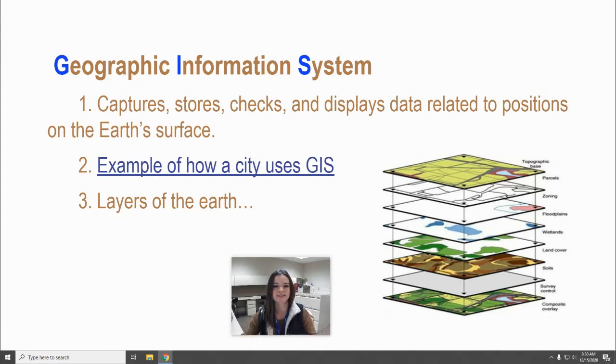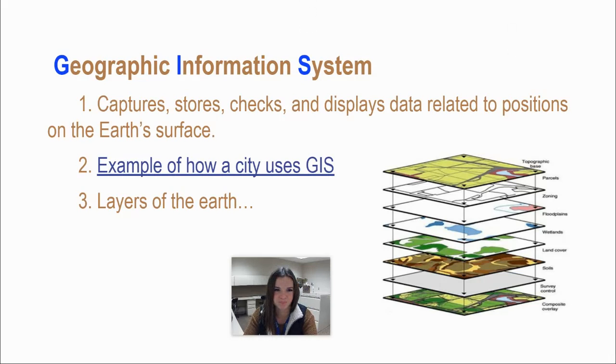This is a great link if you're interested. It's an example of how a city uses GIS, and it really looks at this visual over here, layers of the Earth. Geographic Information System.